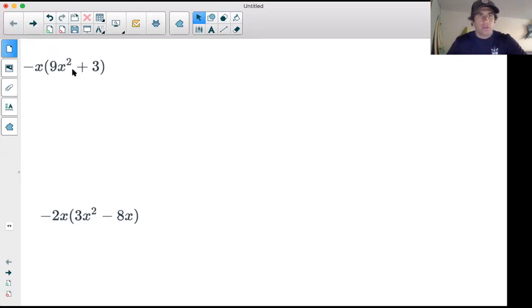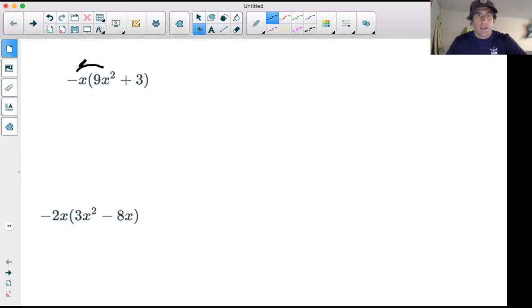All right, so the first one I have here is negative x times 9x squared plus 3. Now you have to distribute the negative x to the 9x squared and to the 3. Now here you got to remember that when I distribute this x and multiply it to 9x squared, the exponent here, always with a variable or even a number, is always 1, right? Remember we went over that? It's always there, it's invisible. So you got to keep that in mind.